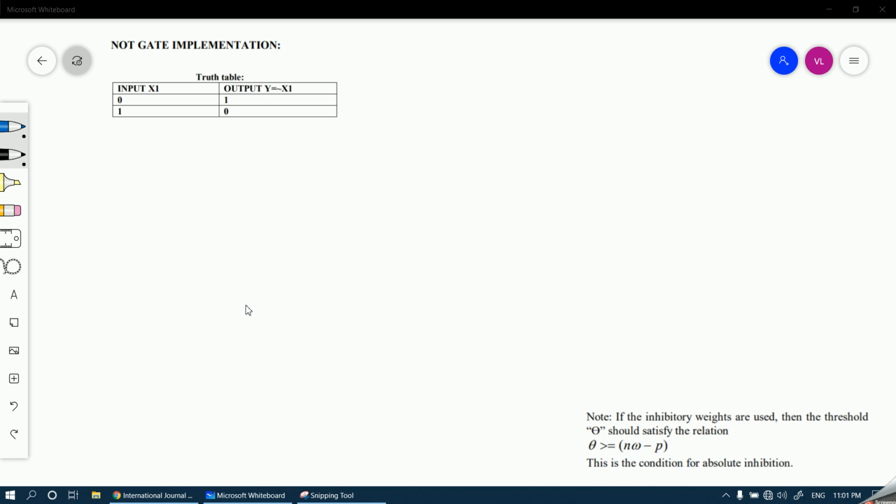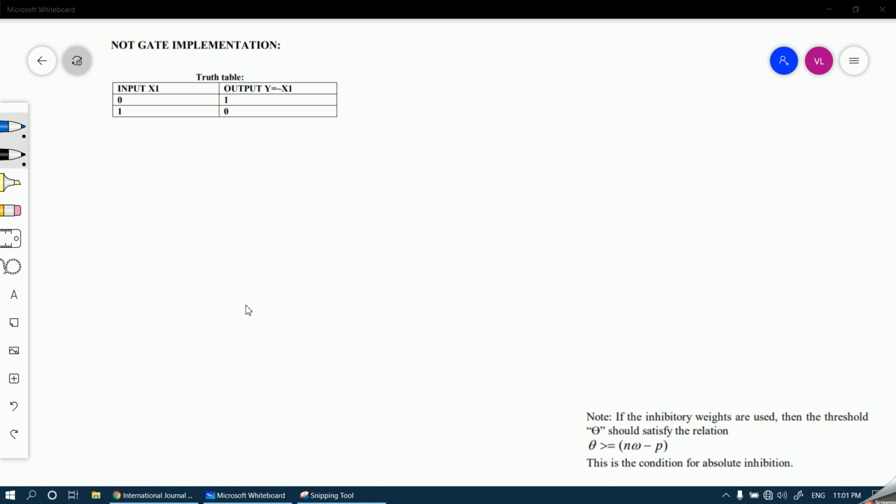Hello students. In the previous sessions, we have seen implementation of AND gate and OR gate using McCulloch-Pitts model. In today's session, we shall see the implementation of NOT gate using McCulloch-Pitts model.